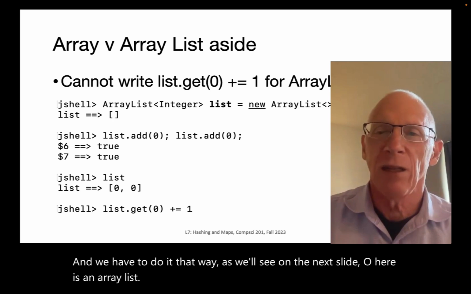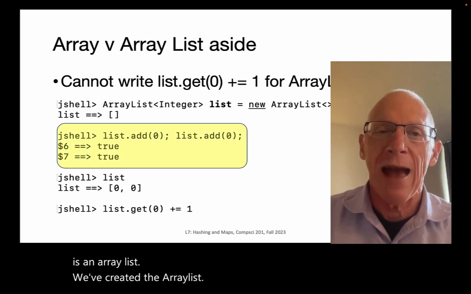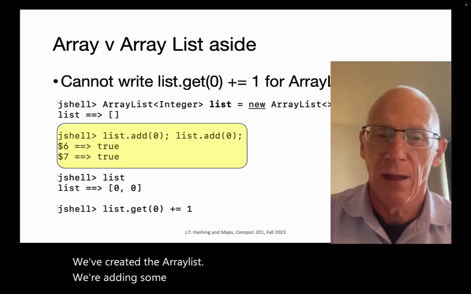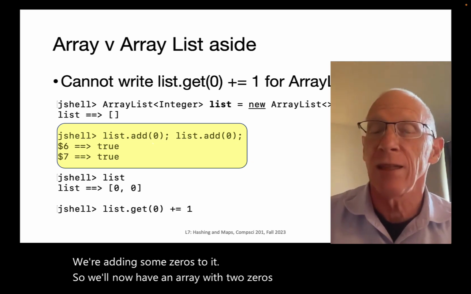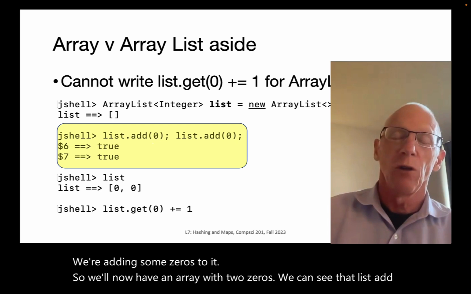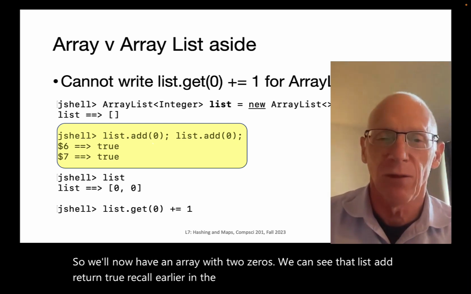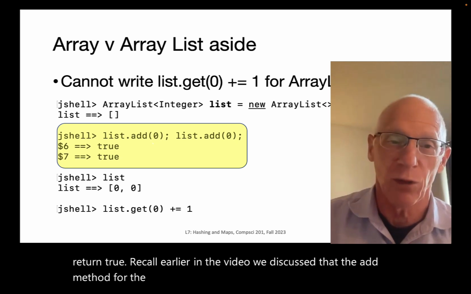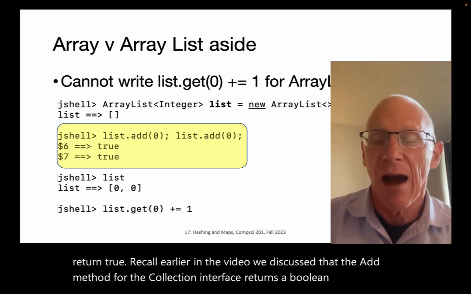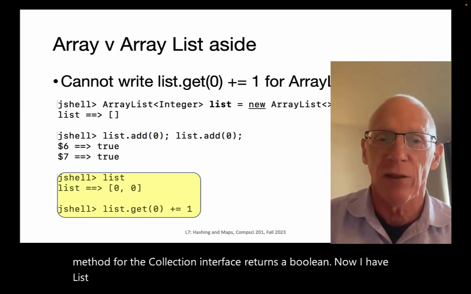So here is an array list. We've created the array list. We're adding some zeros to it. So we'll now have an array with 2 zeros. We can see that list.add returned true. Recall earlier in the video, we discussed that the add method for the collection interface returns a Boolean. Now list has 2 values in it.